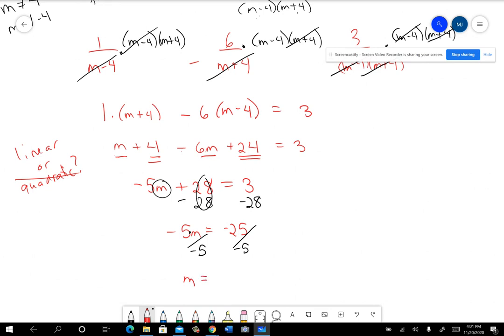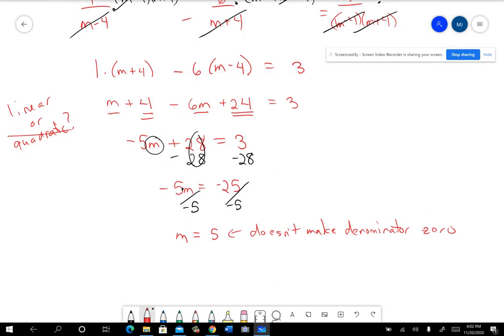All right, so then we'd have m equals negative divided by negative is positive 5. And we already determined that the only numbers that would be a problem would be a 4 or a negative 4. And so we know this doesn't make the denominator 0. And if it doesn't make a denominator 0, assuming we haven't made any arithmetic mistakes, that should be it. Now, of course, you could plug it in for the m to make sure the two sides are equal, but we're really just assuming our process is correct, and we're just having to see if it makes a denominator 0. So the answer should be m equals 5.